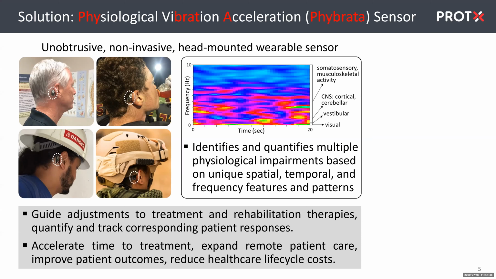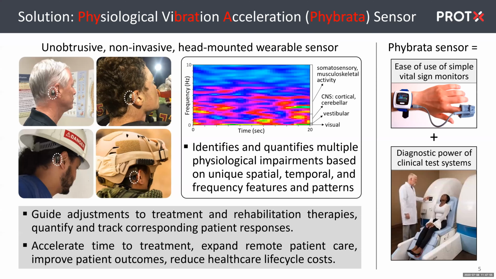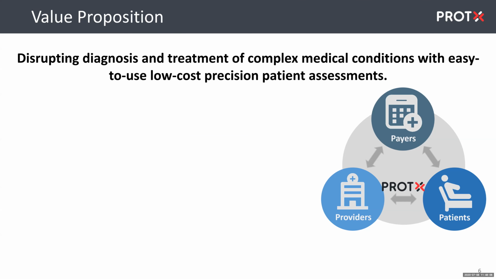to guide adjustments to treatment and rehab, and then quantify and track corresponding patient responses, which all accelerates time to treatment and recovery, expands remote patient care, and ultimately improves patient outcomes and reduces healthcare lifecycle costs. The Vibrata sensor essentially combines the ease of use of a very simple vital sign instrument with the diagnostic power of much more complex and expensive clinical systems, which disrupts the diagnosis and treatment of these complex medical conditions by offering much easier to use and much lower cost precision patient assessments.